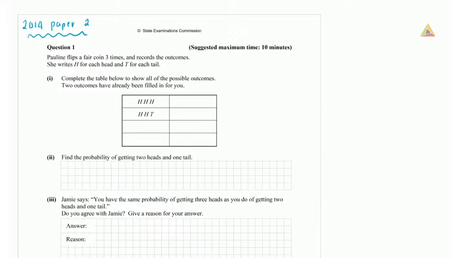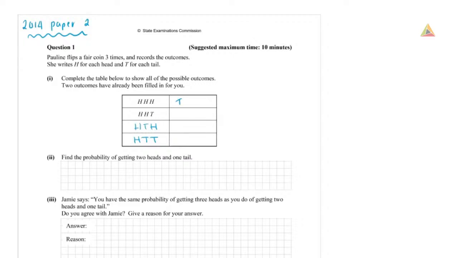Another option would be a head followed by a tail followed by a head. Another one would be a head followed by a tail followed by a tail. So they're all the possibilities starting with a head. So then I'm going to go with the possibilities starting with a T.